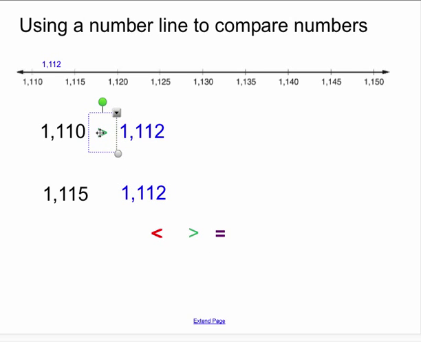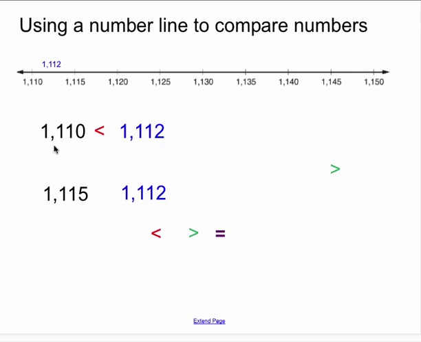A lot of times we see this symbol and think of it as greater than, but notice if 1,112 is greater than 1,110, my alligator mouth should not be pointing towards 1,110. It should be pointing towards 1,112. That alligator is not getting enough food right now. So I'm going to put it back. Maybe I'll just leave it over here off to the side. And I need to switch symbols. Now when I put that in between, I can see 1,112 is greater, because the alligator's mouth is pointing towards it, it's greater than 1,110.